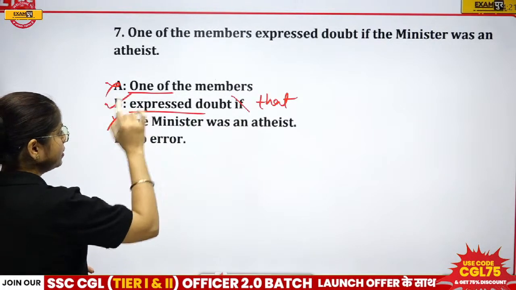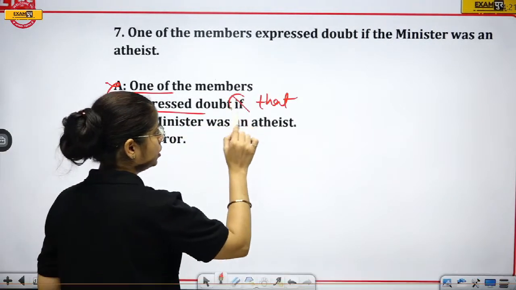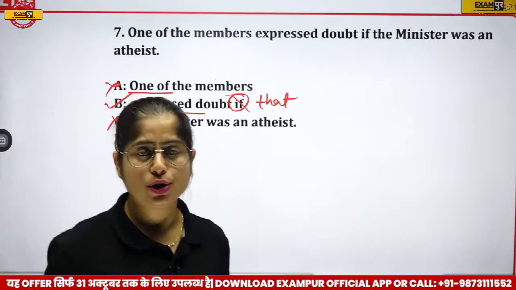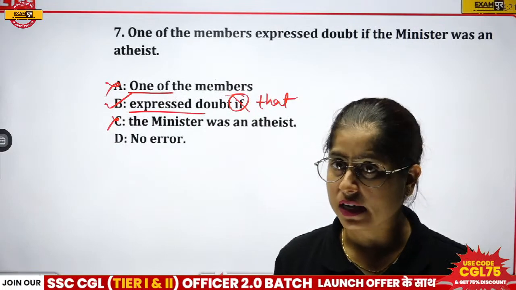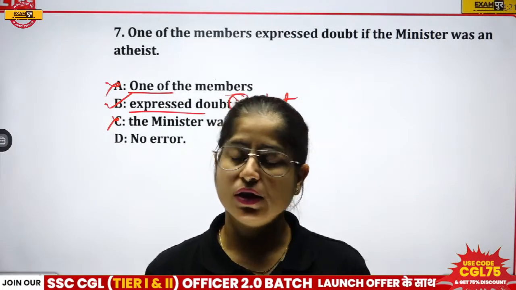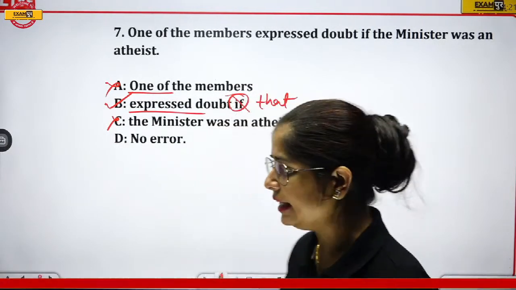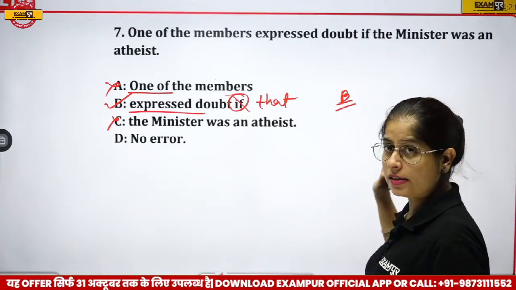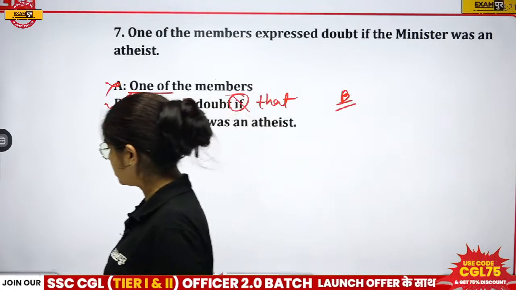So here the error lies in part B. With doubt, we do not use "if". With the word doubt, you will not use the conjunction "if"; you will be using the conjunction "that" instead. Right? Okay, so here the error lies in part B. Understood? Yes. Let's go to the next question, and here we go.